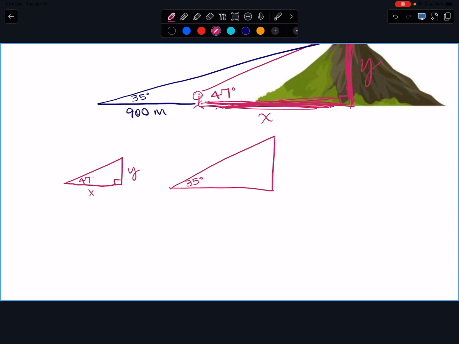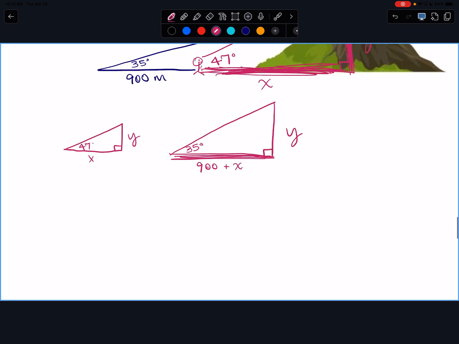Now, what do I put on this horizontal distance? Do I put 900 meters? 900 plus X. I put 900 plus X. Good job. You don't know how far back you were originally. You just knew the angle of elevation to the top, and then you went 900 meters further away. So you've got to add the 2 together. And then this is still Y.